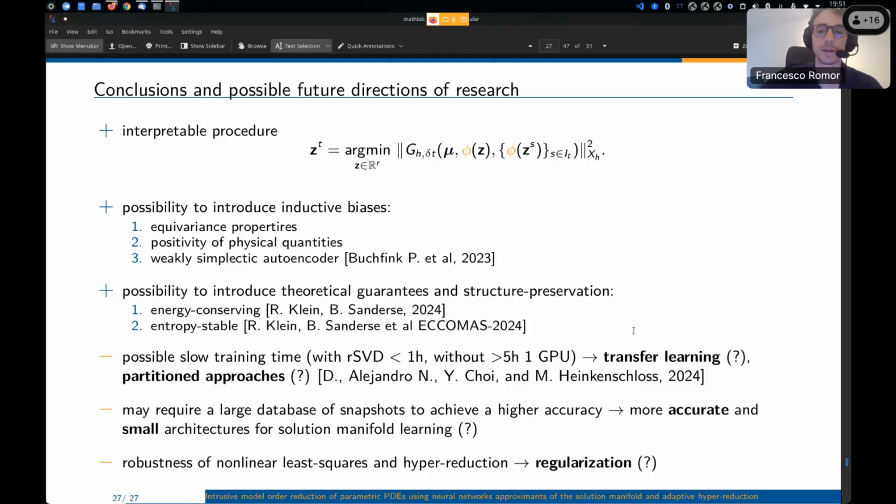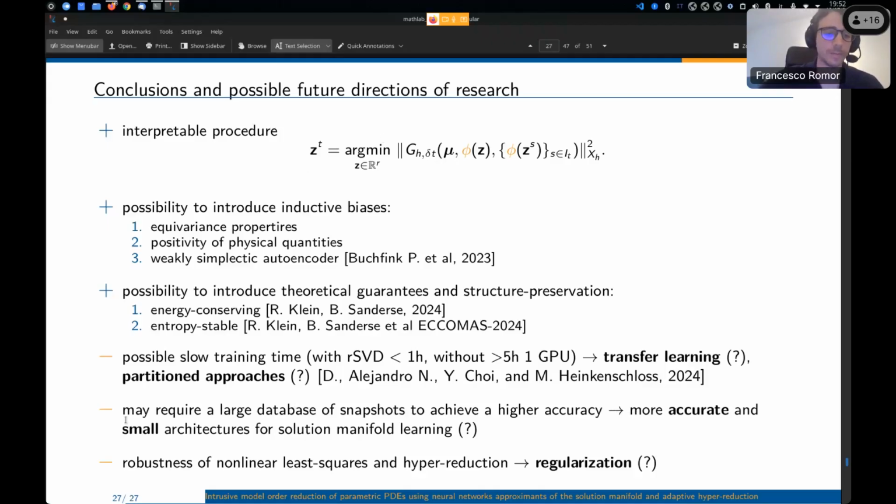So possible solutions are represented by transfer learning, or by partition approaches. And of course, another concern is that you may require a large database of snapshots to achieve higher accuracy. It's very difficult to achieve a very good accuracy with autoencoders when you have a very difficult PDE model, when your solution presents a lot of small scale features that you want to approximate. And so it is a very difficult problem to obtain more accurate results, and for our implementation, small architectures, because you need them to solve the nonlinear least squares problem.